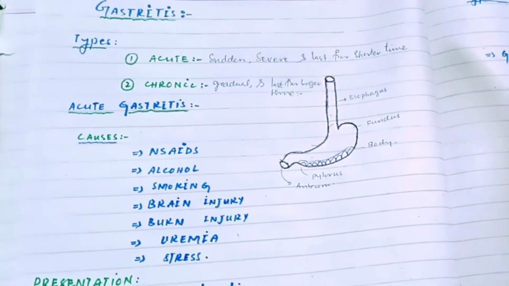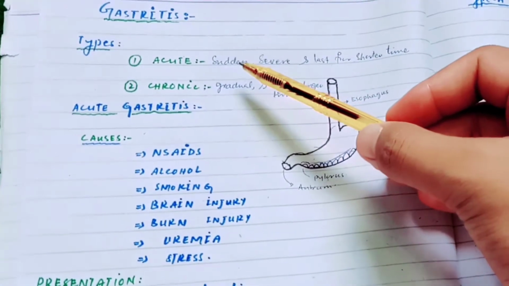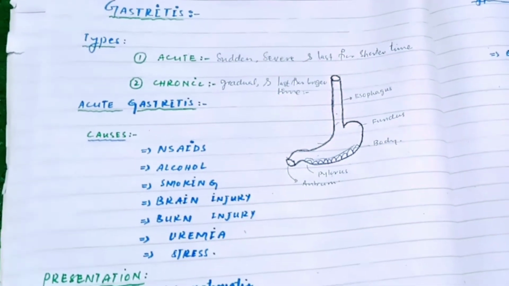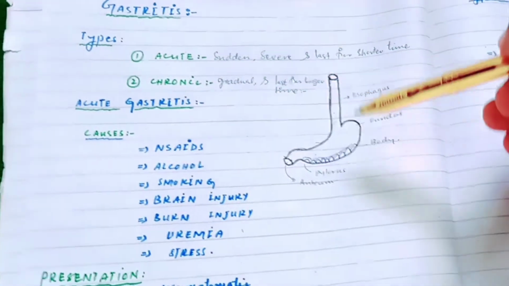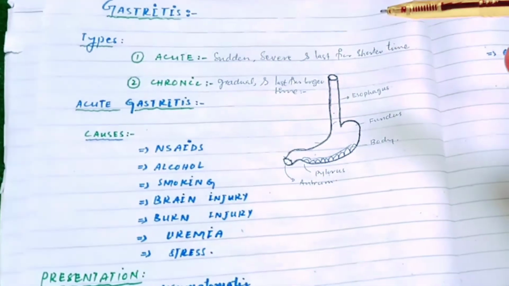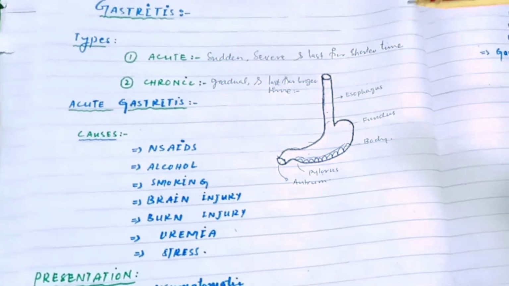In acute gastritis, the onset is sudden, it is severe and it lasts for a shorter time. In chronic gastritis, the onset is gradual and it lasts for a longer period of time.